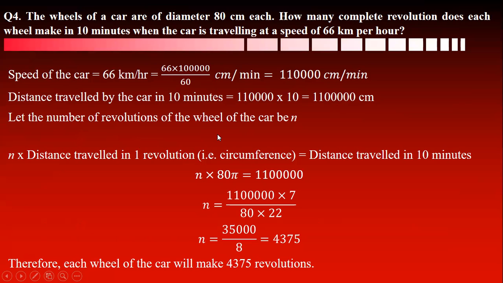Now we have to find the number of revolutions. Let us take that to be n. So n times the distance traveled in one revolution, and one revolution means one whole round, isn't it, will be the same as the distance traveled in 10 minutes. So n times, we already found circumference to be 80 pi. This is 11 lakh. When we substitute, we get n to be 4375 when we have pi as 22 by 7. So the wheel of the car will make 4,375 revolutions in total.